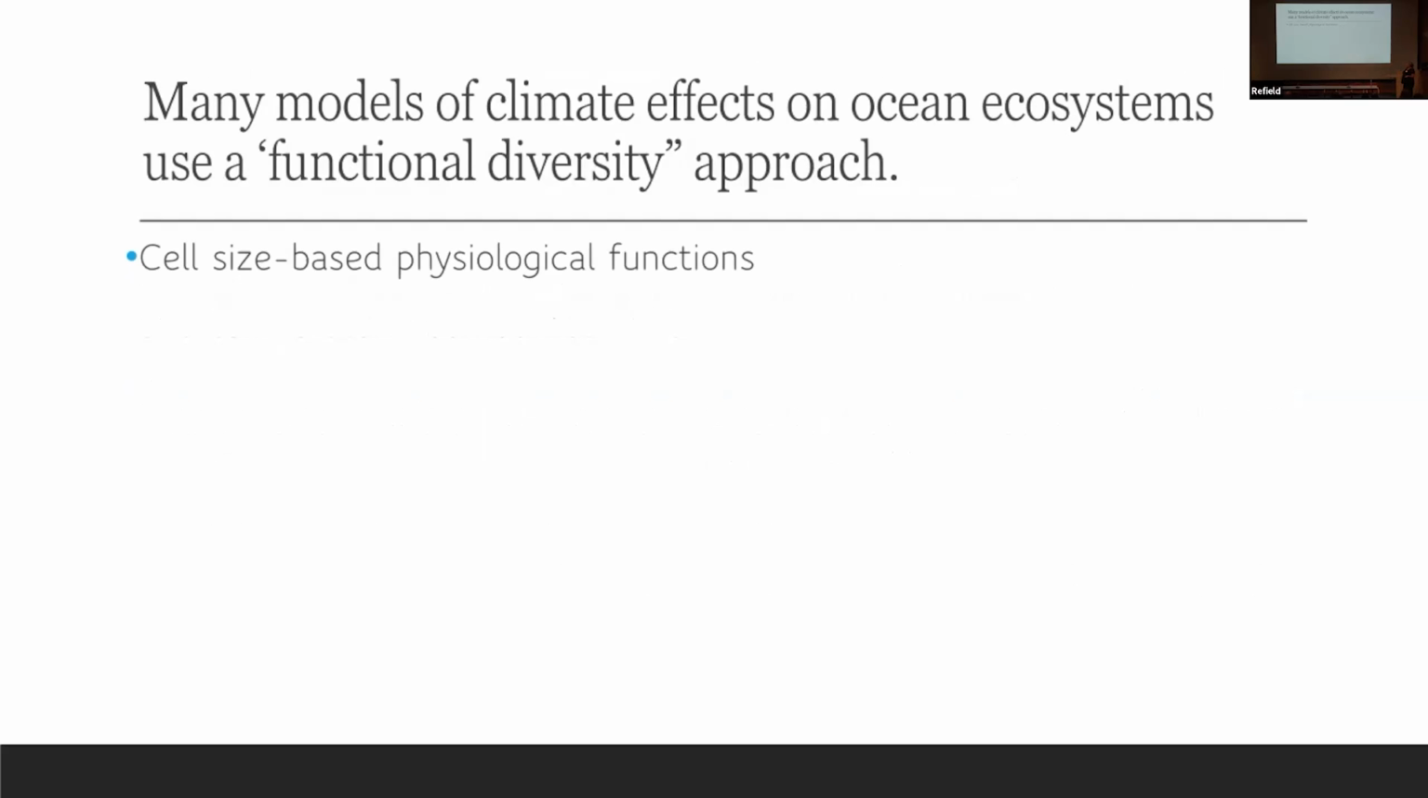So many models of climate effects, I'm going to go big scale now for a minute, global climate and effects on ocean ecosystems, many of these use the functional diversity approach. They either use a cell size-based physiological function, or they incorporate these phytoplankton functional types that have differing functions in terms of their growth responses to something like temperature, for example, or pH or other environmental drivers.